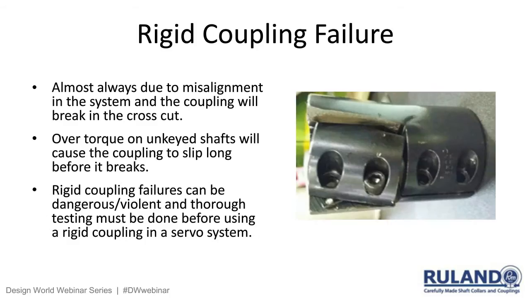Rigid coupling failure is almost always due to misalignment in the system. Again, if you have misalignment present in your system and you've used a rigid coupling, many times you'll see this break. The coupling will break in the cross cut.